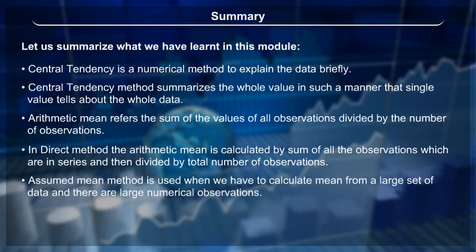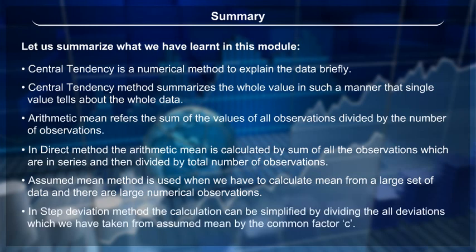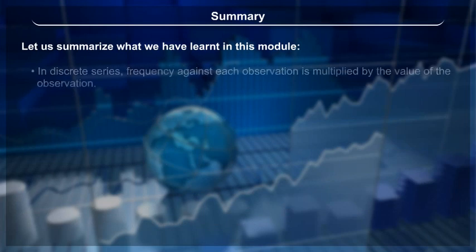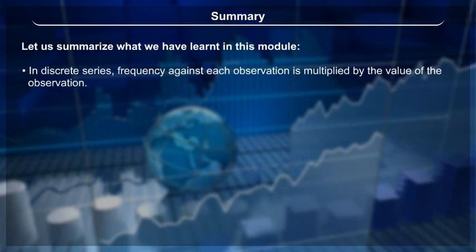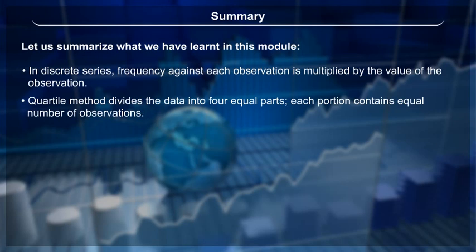Assumed mean method is used when we have to calculate mean from a large set of data and there are large numerical observations. In step deviation method, the calculation can be simplified by dividing all the deviations which we have taken from assumed mean by common factor C. In discrete series, frequency against each observation is multiplied by the value of the observation. Quartile method divides the data into 4 equal parts. Each portion contains equal number of observations.